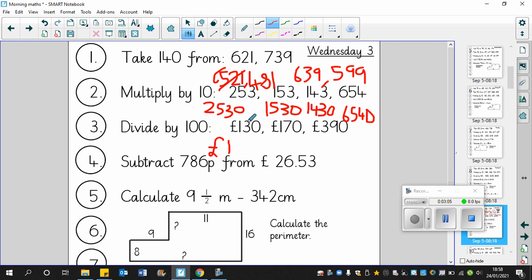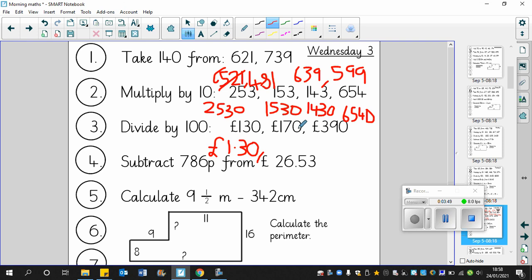Now the 30, if you move it one column, it goes into the ones, and if you move it into the next column, then it goes the other side of the decimal point. And remember, with money, the decimal point separates the pounds, which is on the left hand side of the decimal point, from the pence, which is on the right hand side. So £130 divided by 100 is £1.30. Okay, so that's the first one.